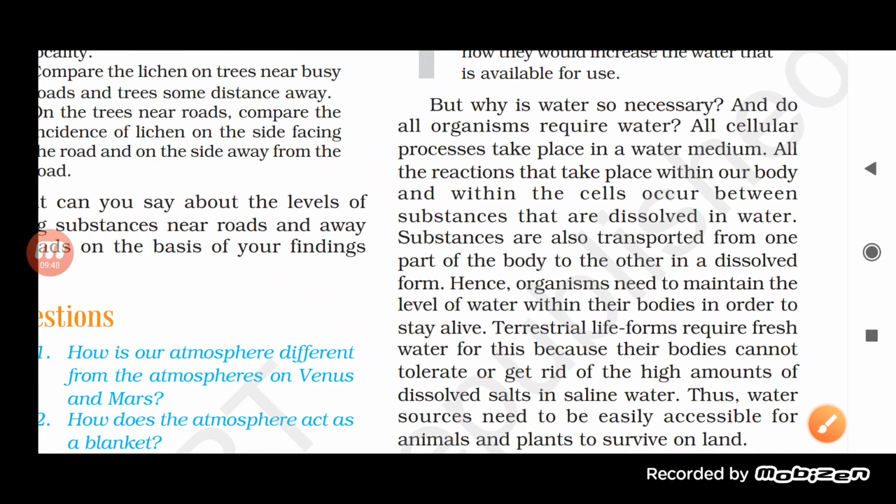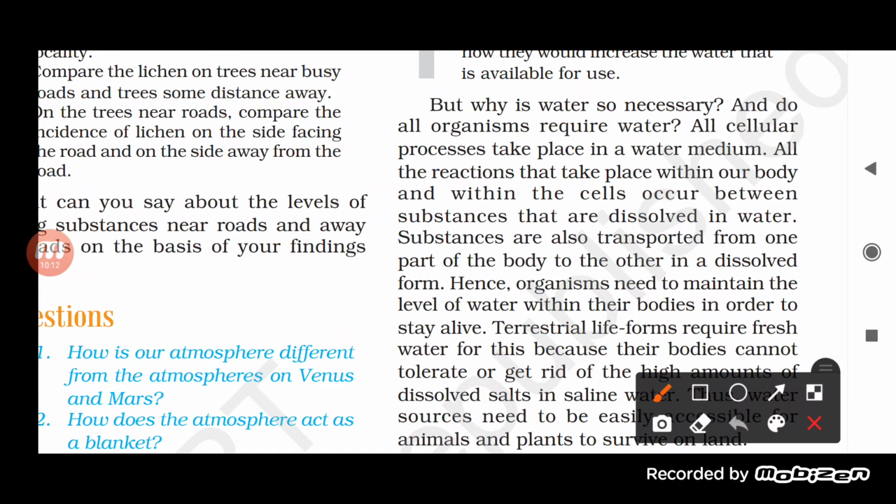So water is necessary, students, because water is present in a very small amount, and every organism needs water. Actually, all the cellular processes, everything that takes place in our body, in our cell, occurs with the help of water, because the substances are dissolved in the water. So why is water necessary? It is necessary because all the cellular processes take place in water medium. All the reactions within our body or within the cell occur between the substances that are also dissolved in water. Everything is dissolved in the water, and due to which we can say that water is really essential for us.